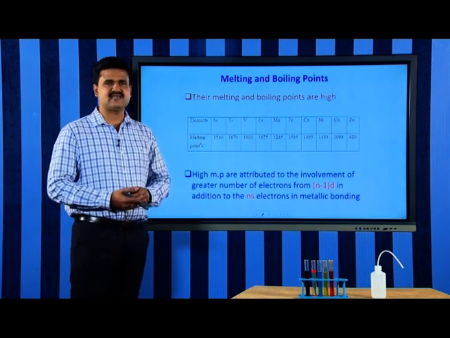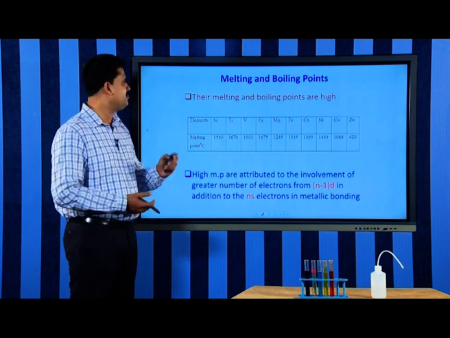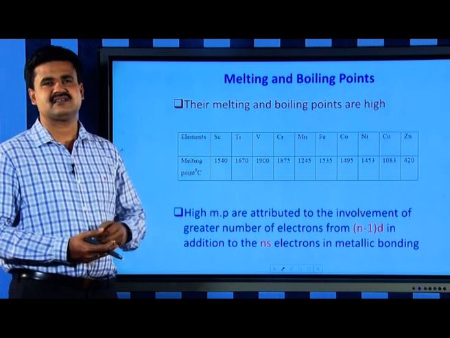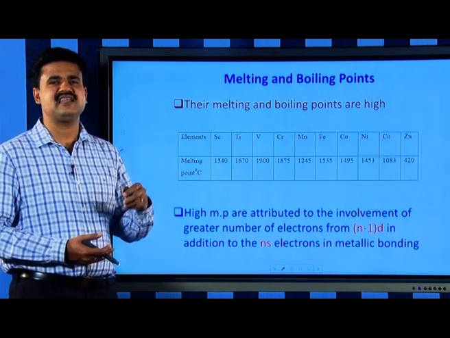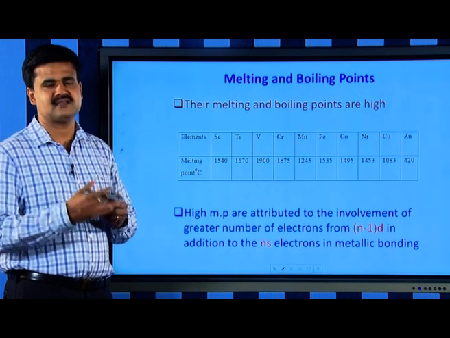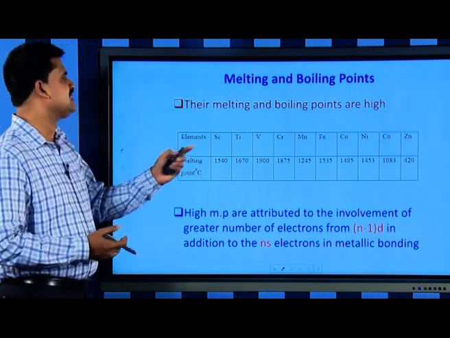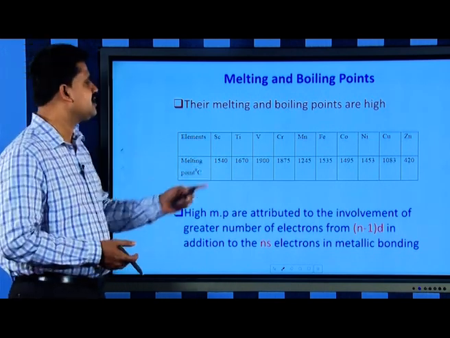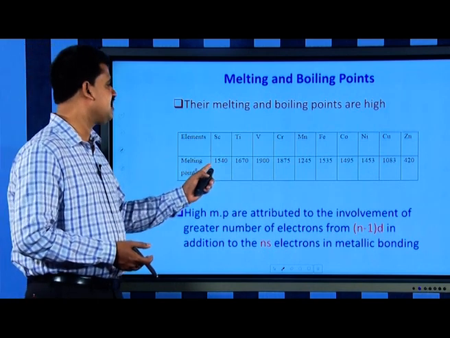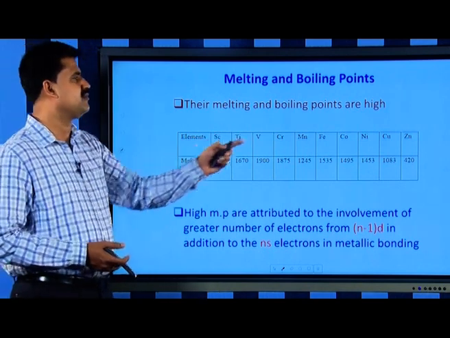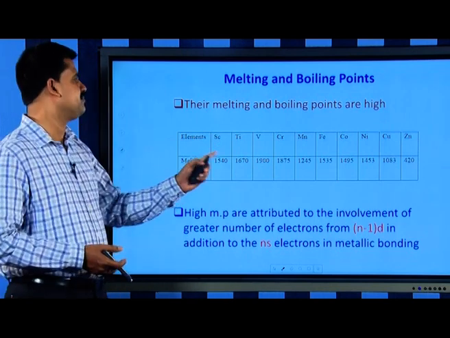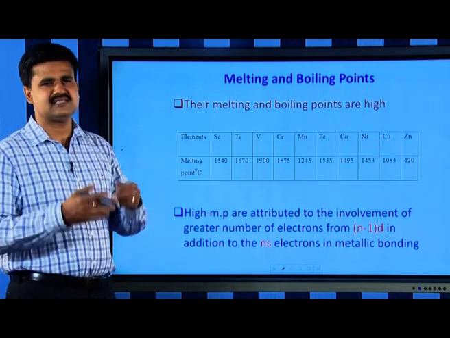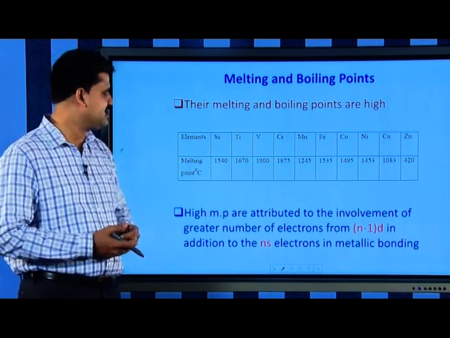Now, the melting and boiling point of transition metals. Their melting and boiling points are comparatively very high. We are familiar with tungsten, the transition metal with a very high melting point, used in the preparation of bulbs as the filaments. Some metals with their melting point are shown here. The melting point is given in degree Celsius, and from this it is clear that scandium has 1540, but for the first transition series most of them are above 1000 degrees Celsius. But see the case of zinc. In the case of zinc, the melting point is only 420 degrees Celsius.